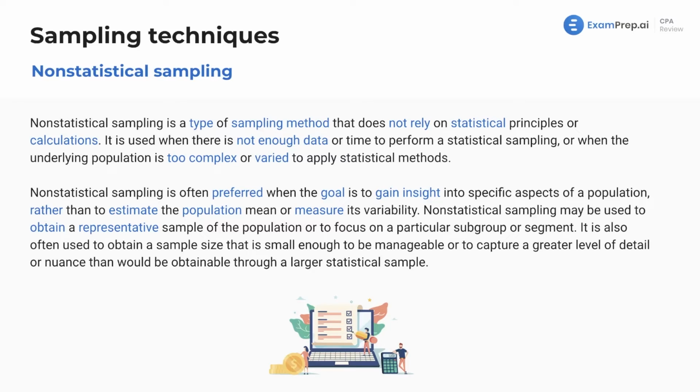We can also use it to obtain a representative sample of the population or focus on a particular subgroup or segment. So tying into the example of a subsidiary there. It's often used to obtain a sample size that's small enough to be manageable or capture a greater level of detail or nuance. Because, for example, again, you're not going to get a great level of detail of each expense entry because there's 10,000 of them. Here, you're going to get a little bit more detail when there's just 3 subsidiaries that were chosen.